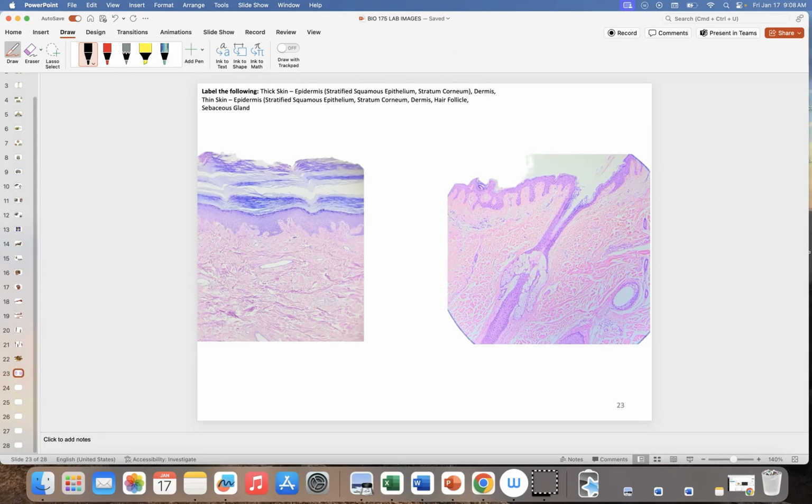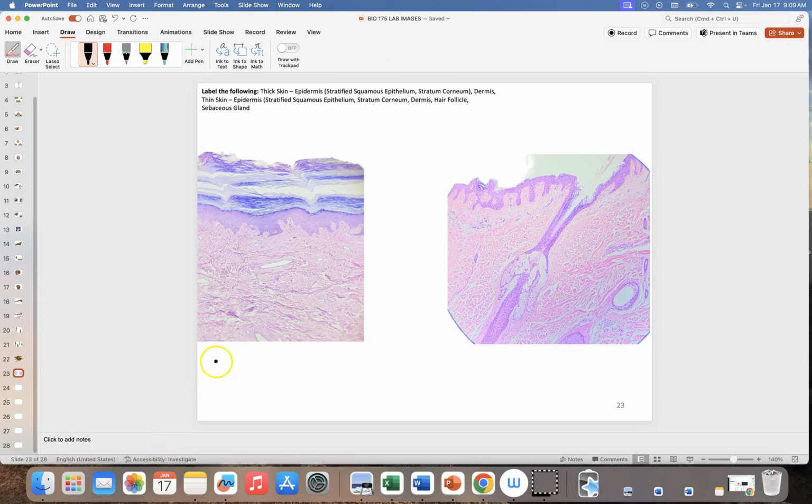In our video here, we are going to be taking a look at skin underneath the microscope, and we are going to note not only the structures that we can see on these microscope slides, but we're going to take a look at some of the differences between thick skin and thin skin. What we have here is both types of skin.